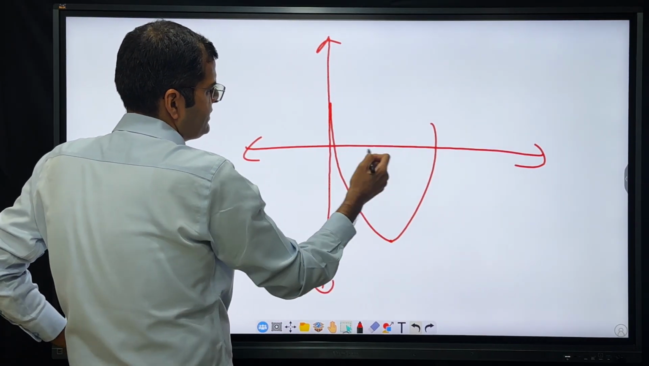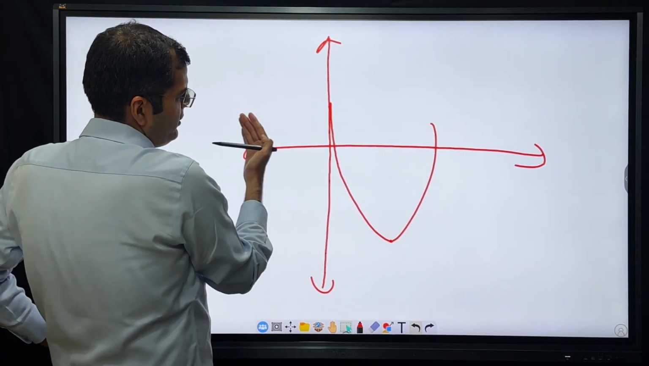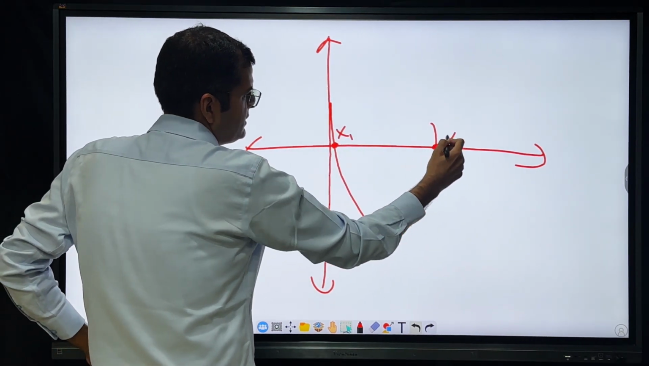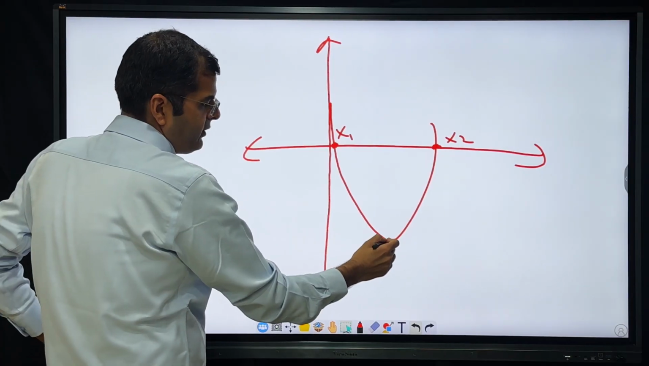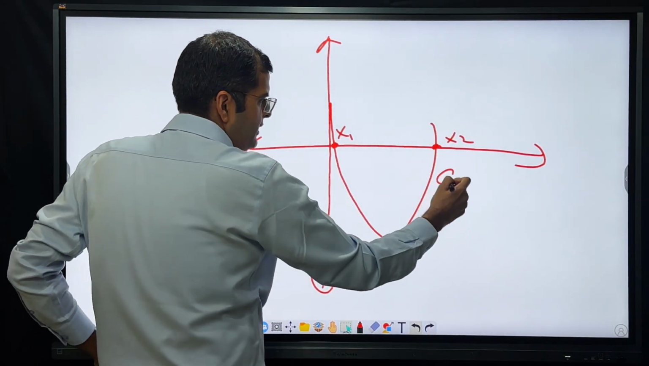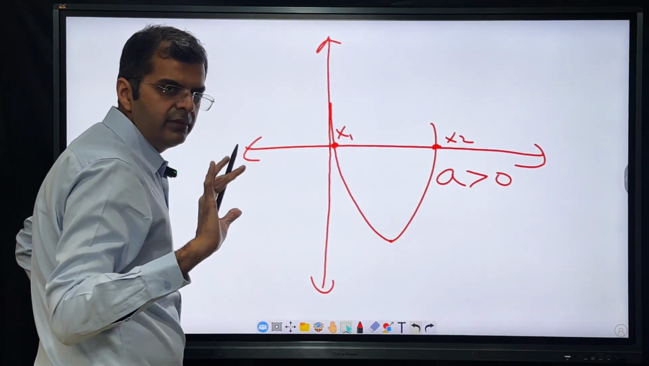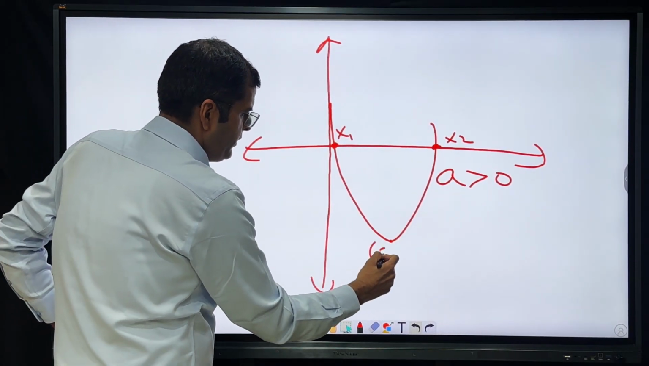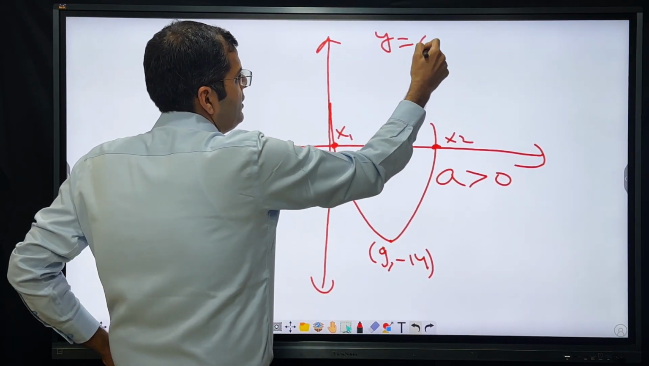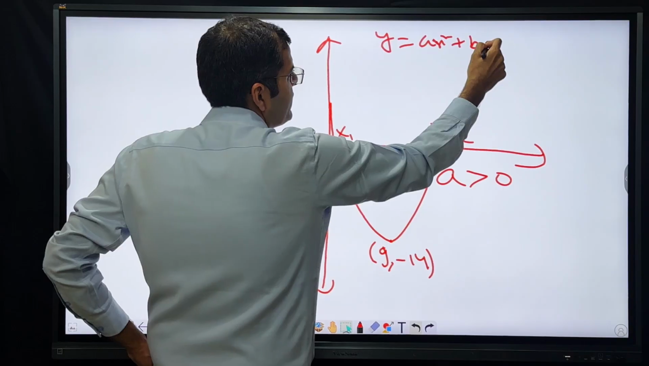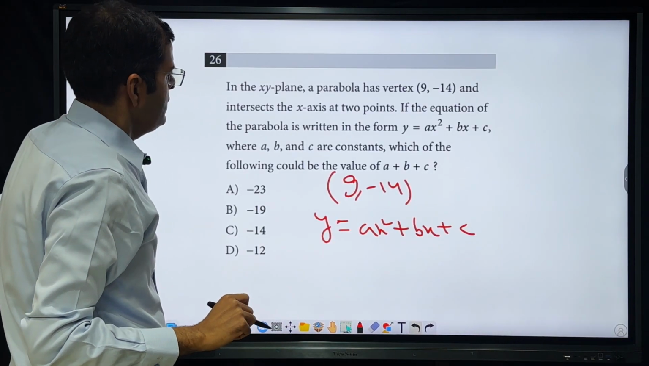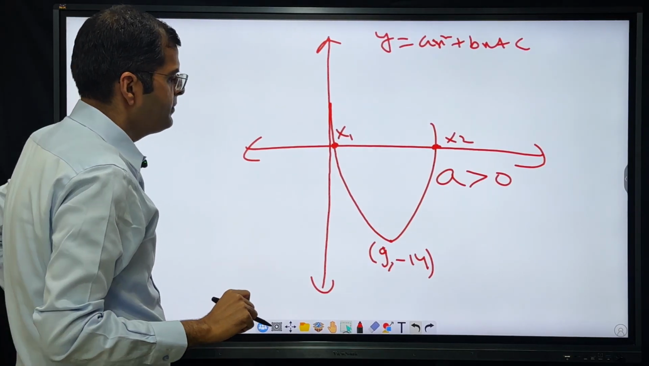Okay, it cuts the x-axis at 2 points. So one point will be here, another point will be somewhere here. Let this be x1, let this be x2. Only then it will come, because if the parabola goes down, then it will not cut. So it's an upward opening parabola. That means I know a is greater than 0. This point is given to be 9 comma minus 14. Equation of the parabola y equal to ax square plus bx plus c. All right, this is what I've been given.